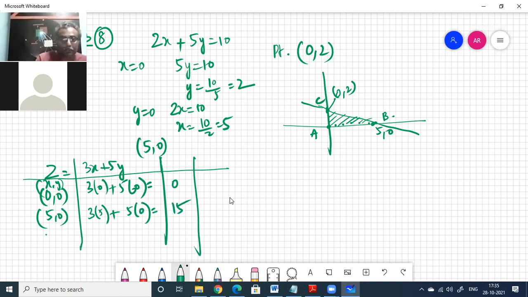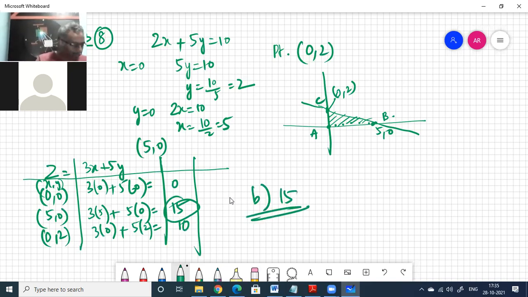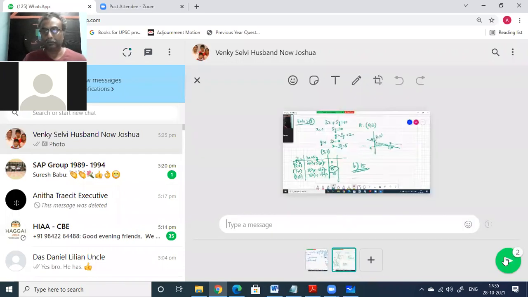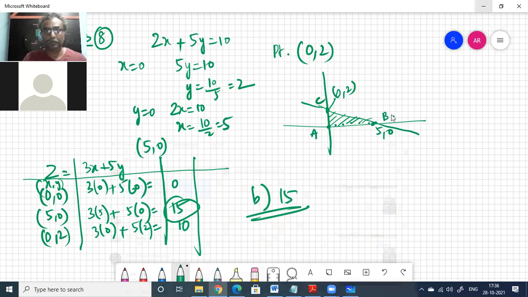Then the other one is 0, 2. That is 3 into 0 plus 5 into 2, equal to 10. Of this, 15 is the greatest. So B, answer is 15. That is the maximum value. Correct? Yeah. Maximum value is B. Okay, good. This is the 8th sum.